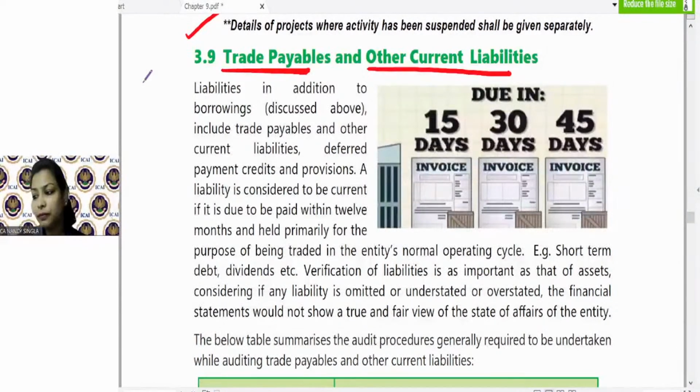ठीक है, ठीक है. Now what I'll be doing is I'll be doing with you trade payables and other current liabilities, जिसमें trade payables we have already discussed in our last session. After completing trade payables and other current liabilities, I will be discussing with you other 5 MCQs for today's session. After that, we'll start with loans and advances and other current assets. And if the time will permit, we will start with provisions and contingent liability. Is it clear? Okay.